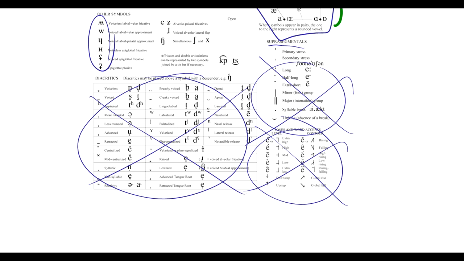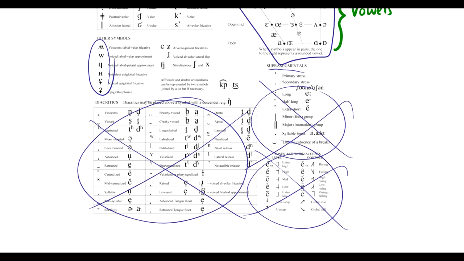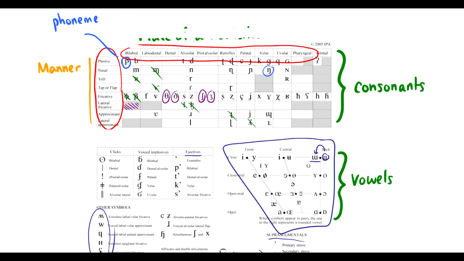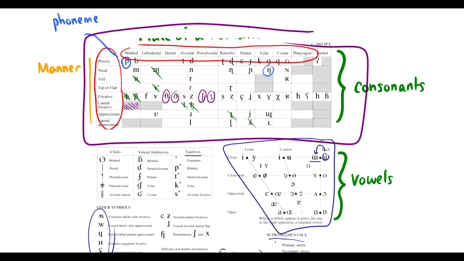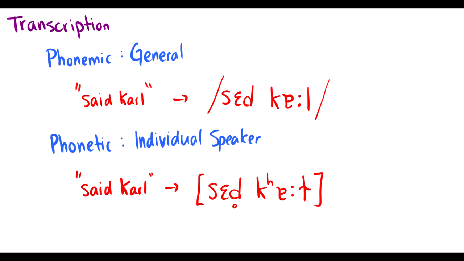So that's the International Phonetic Alphabet. What I am going to show you in the next few videos in this course are the English sounds in the consonants and the English sounds in the vowels. So that's what we'll be focusing on. So there are two different types of transcriptions. One is general and one is more specific.